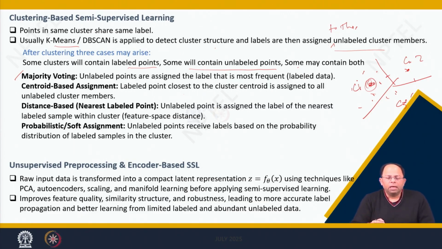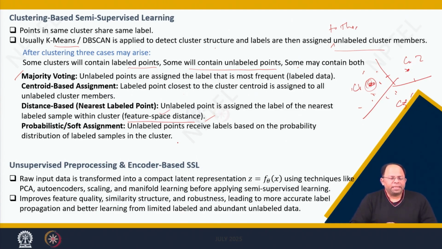That is another one. An unlabeled point is assigned the label of the nearest labeled sample within the cluster. That means here we have to determine what is near, right? So that is where we use the feature space distance, that is the distance between two data points depending on what features they have got, and using the distances which are closest, we can use the same labels for the unlabeled data. Then there is also probabilistic or soft assignment, where unlabeled points receive labels based on the probability distribution of labeled samples in the cluster.